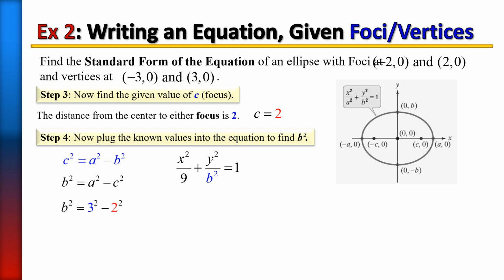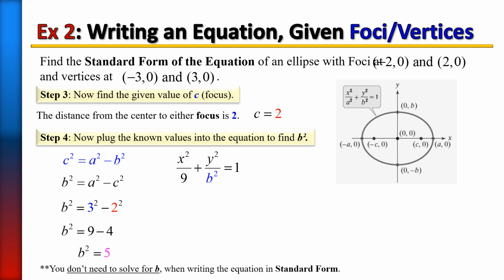So we get 3 squared, which is 9, 2 squared, which is 4. And once we subtract that, we see that b squared is 5. Now we do not need to solve for b, because notice that under the formula it is b squared. So once we place the 5 underneath there, we have the equation now in standard form for this ellipse.